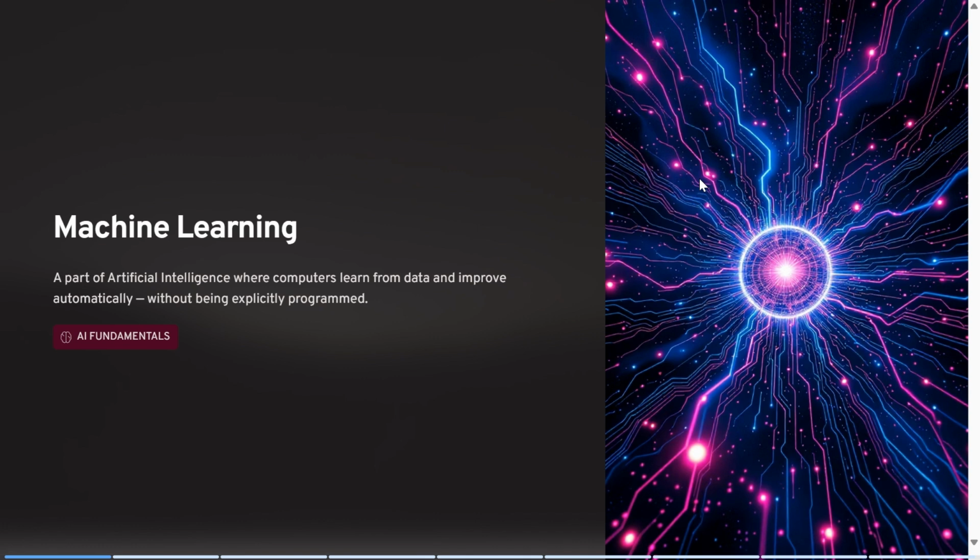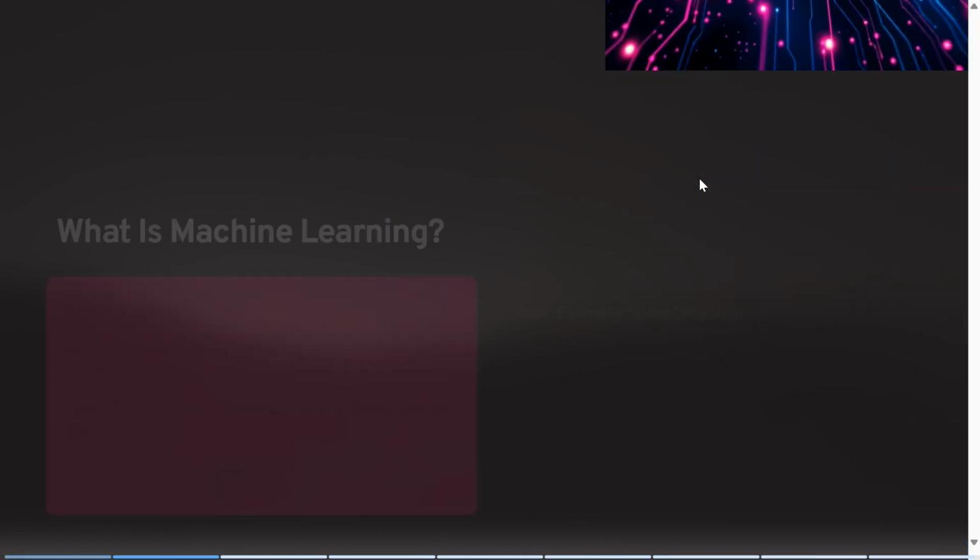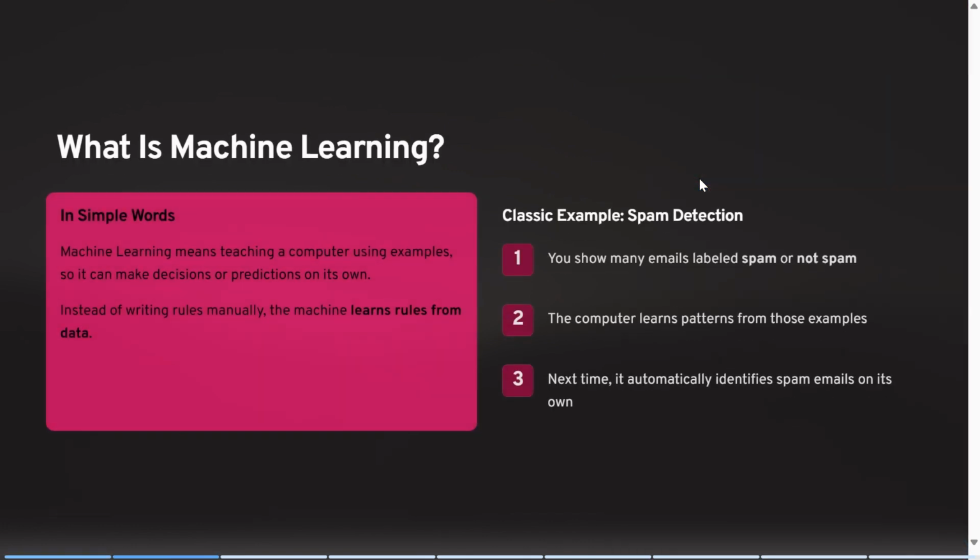So instead of programming every rule manually, we give examples to the machine and the machine learns patterns from that data, from those examples. Okay, so machine learning in real life is widely used in spam filtering, recommendations, voice assistants, etc. Let's see machine learning in detail. In simple words, machine learning means teaching a computer using examples. The machine studies past data and learns patterns from it.